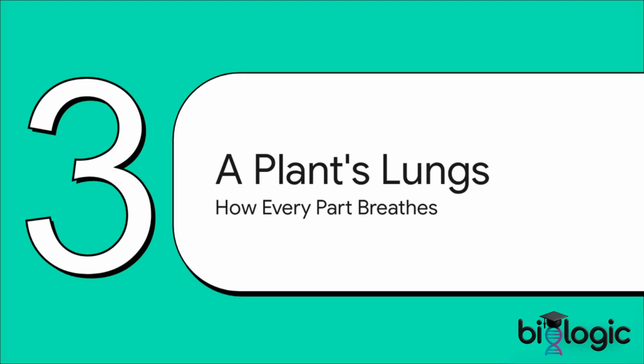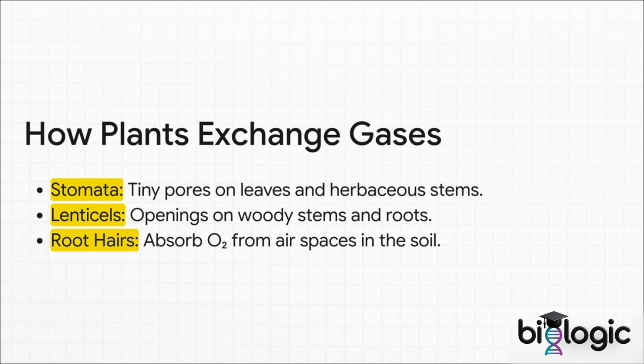So, we've seen how it works deep down in the cells. But what about the whole plant itself? The leaves, the stems, the roots. How does it get the oxygen it needs in the first place? Well, plants have a few different ways to do this. For their leaves and any green stems, they use these tiny little pores called stomata.